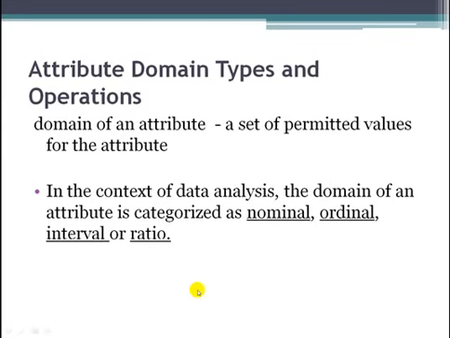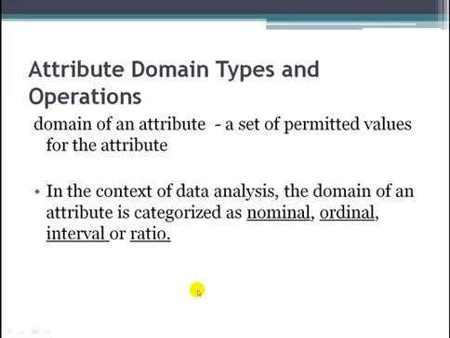Okay, attribute domain types and operations. The domain of an attribute is just the set of permitted values for that attribute. So if you're talking about favorite soda for a person, you wouldn't include names of cars, right? Those would not be the domain of that attribute. If you're talking about temperature, you wouldn't include colors. You would only include numbers.